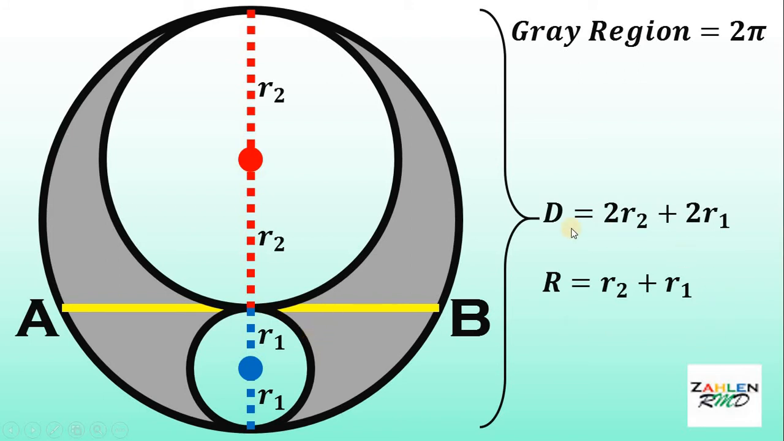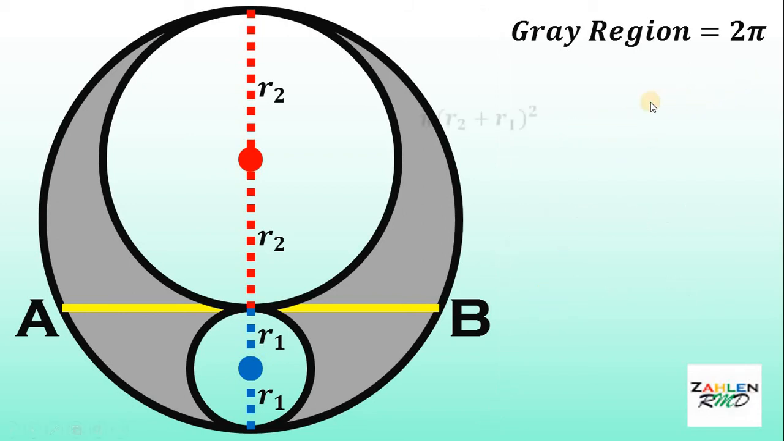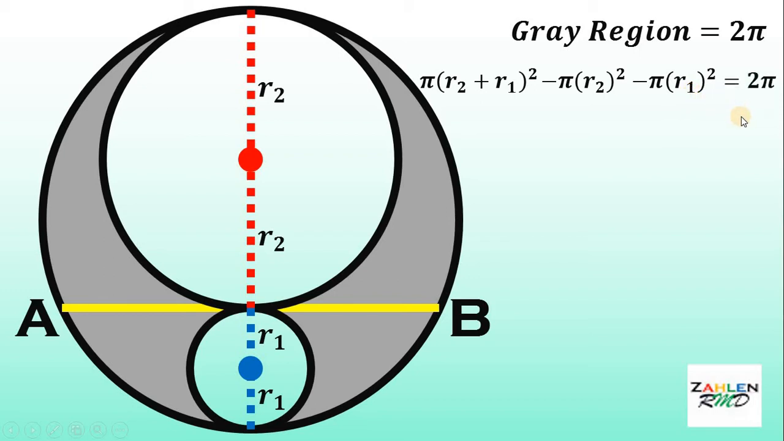Now since we have the length of its radius, we can set up an equation that is equal to 2 pi. So we have the area of the big circle is equal to pi times r squared, or simply pi times (r sub 2 plus r sub 1) squared, minus the area of this medium circle, which is equal to pi multiplied by r sub 2 raised to 2, minus the area of this small circle, which is equal to pi multiplied by r sub 1 raised to 2. And again, it is equal to 2 pi.